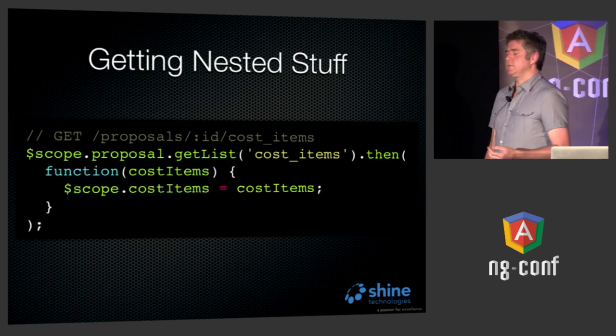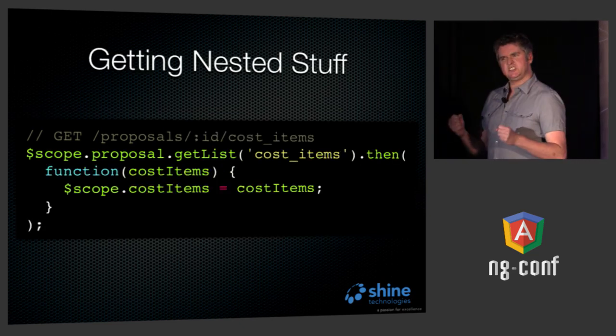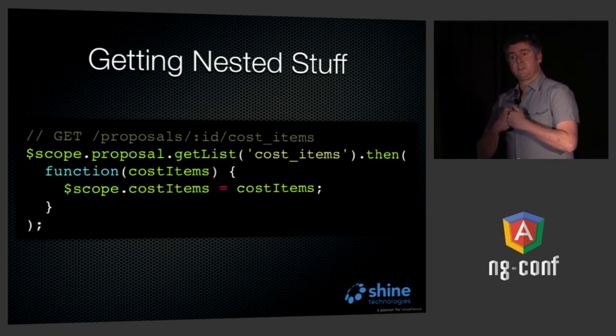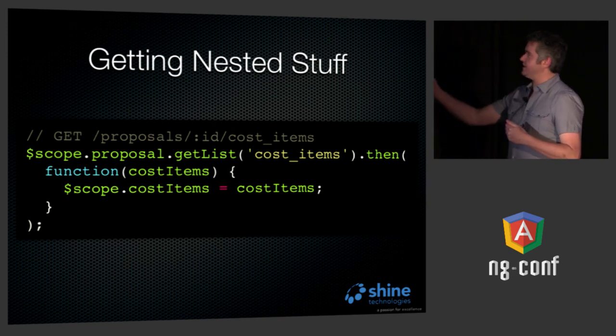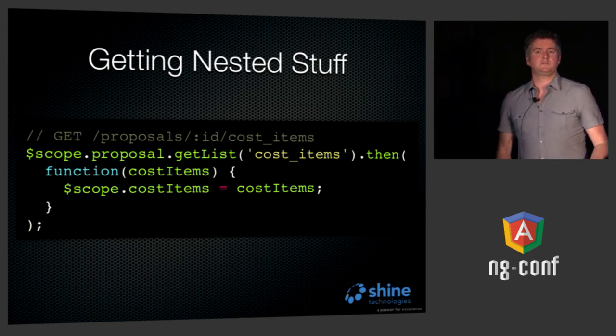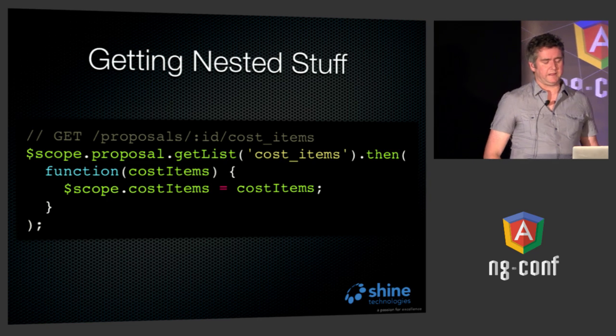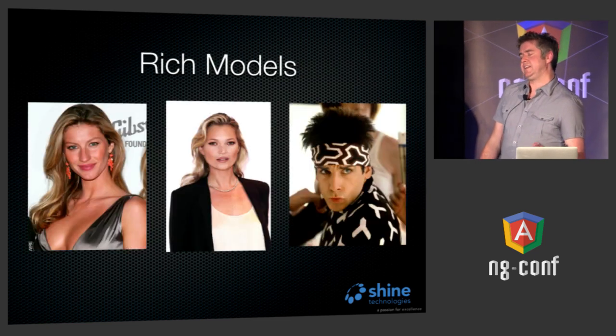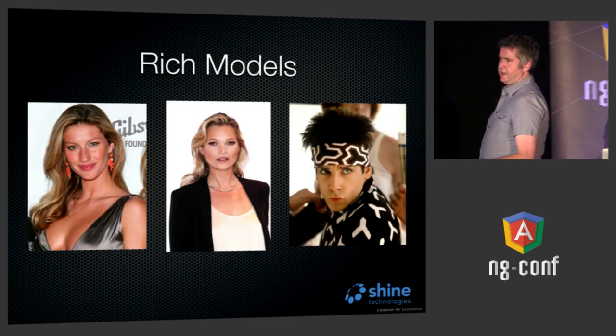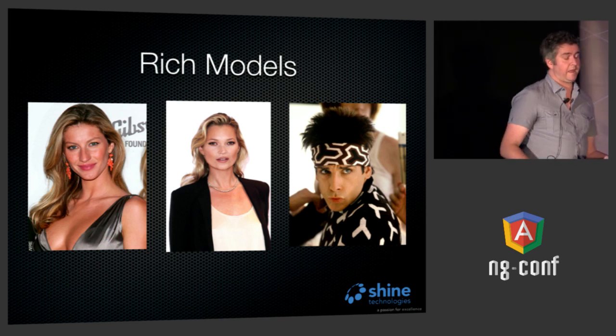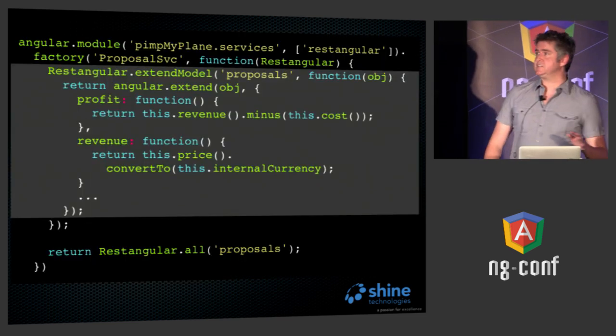The real power of something like Restangular is that it allows you to get nested stuff quite easily. So when you get an object back from Restangular, you can then query that in turn. So in this case, if I've got a proposal, I can get cost items relating to that particular proposal quite easily. So you're probably saying to yourself, all right, Ben, what's this got to do with rich models? Because that's really what I'm here to talk all about. Okay, let's just dive into some code.